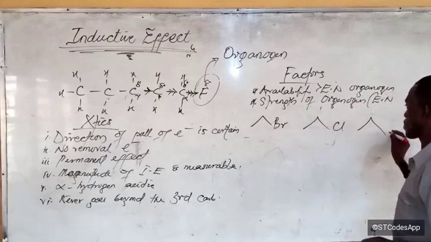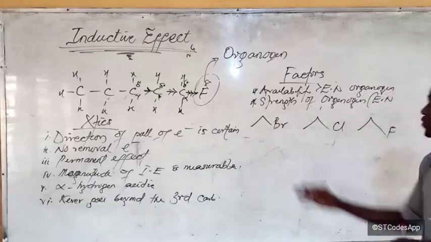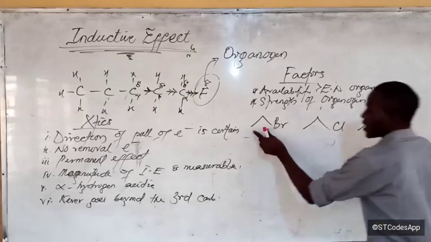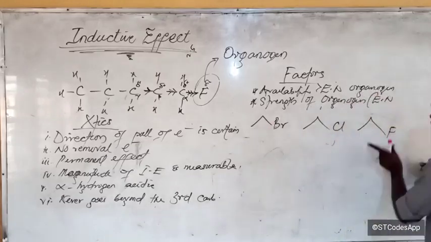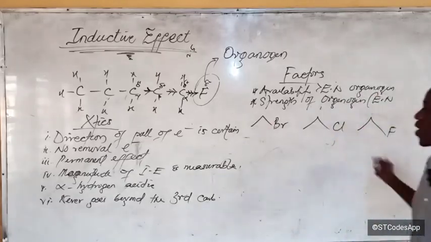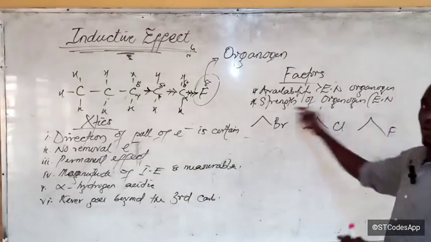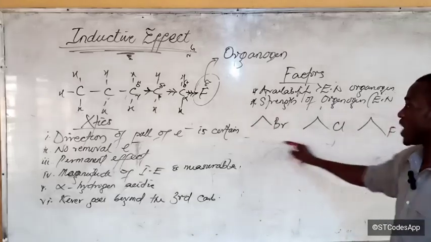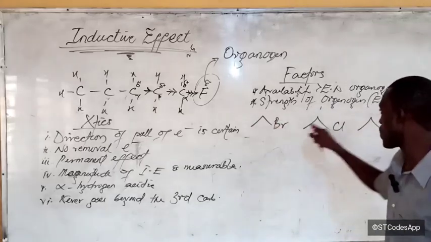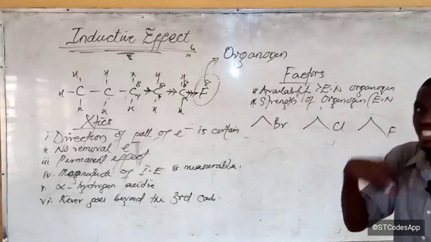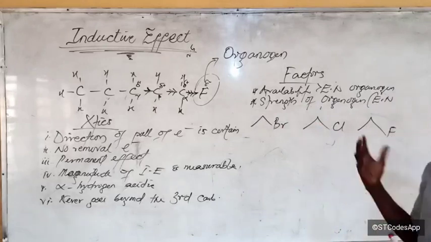Chlorine and fluorine. Now, looking at this chain, we know that this is bromoethane, chloroethane, fluoroethane. Now, all of these bonds will experience the inductive effect. But what is the strength of the inductive effect? Now, these are exam questions.